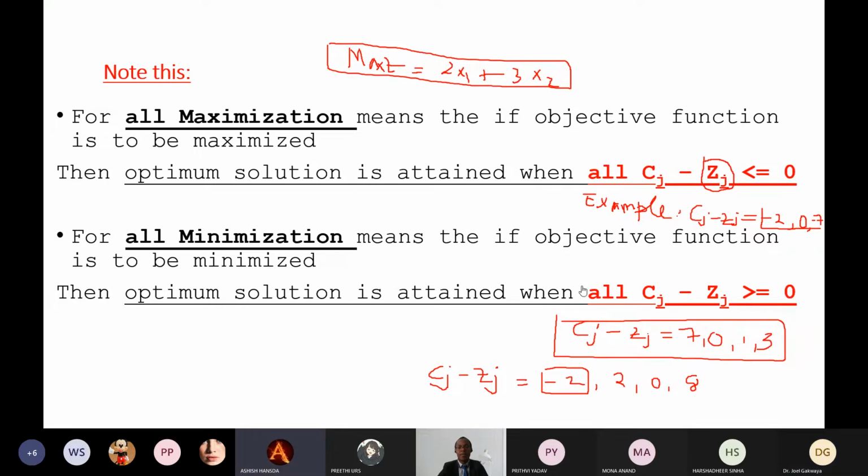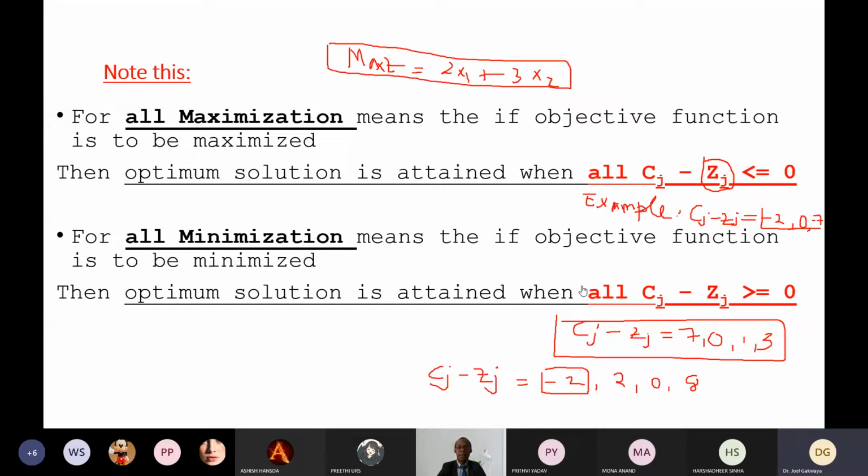Sir, in the previous maximization sum, we got Cj minus Zj all greater than 0. Yes, that's what we want to check. If all were greater than 0, then we have to continue. You have to proceed with the table. We have to enter the row and remove the column, like that. That's why you can have even more than 5 iterations, means 5 tables, until Cj minus Zj is removed.